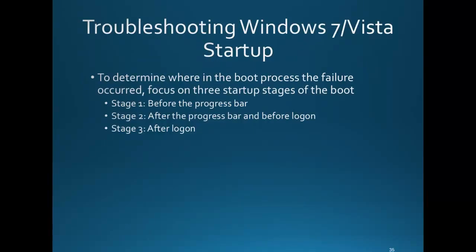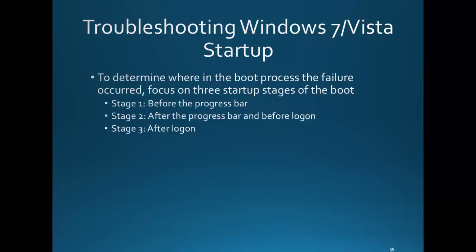Now it's important to determine where in the boot process the failure occurred. We'll focus on these three startup stages of boot. Stage 1 is before the Windows flag, or, if you're using an older system such as Vista, before the progress bar. When you see the flag or the progress bar appear, you know the Windows kernel, which includes all those critical services and drivers, has completely loaded. Any problems that occur before this graphic appears, before the splash screen, are most likely related to a corrupt or missing system file or some type of hardware. So your best Windows tools to use for these problems are Startup Repair and System Restore.